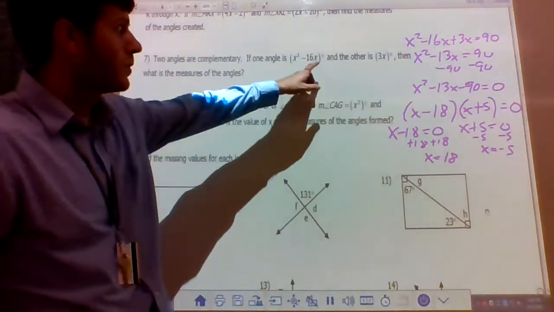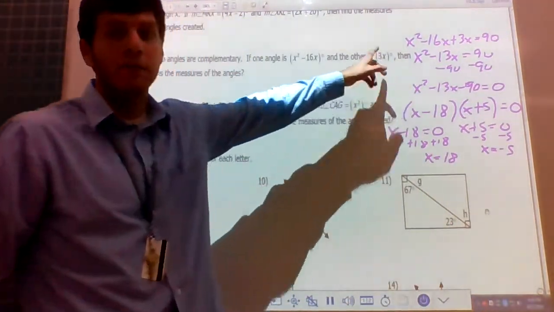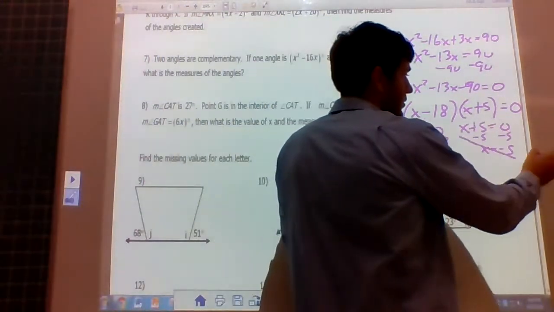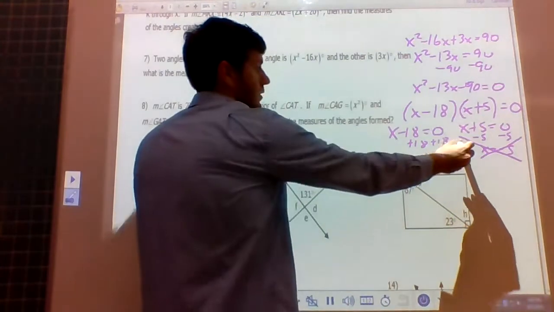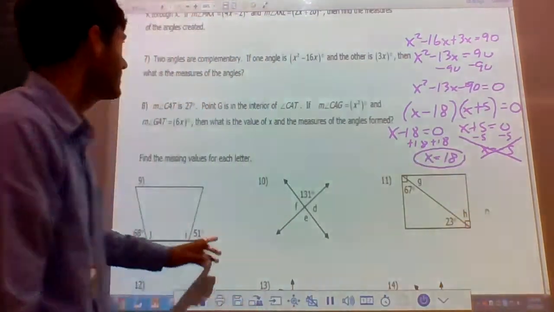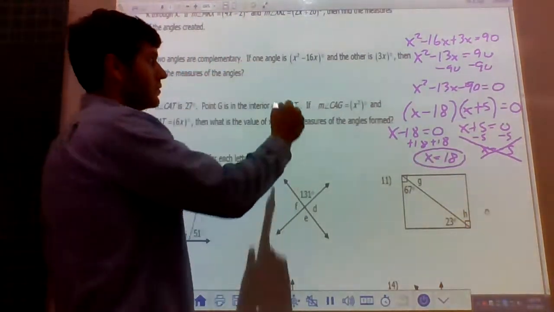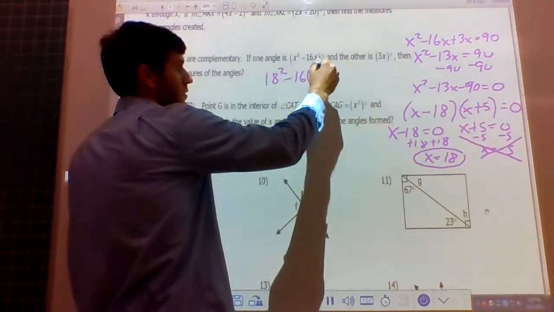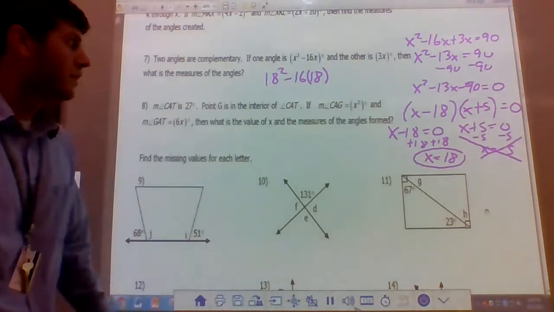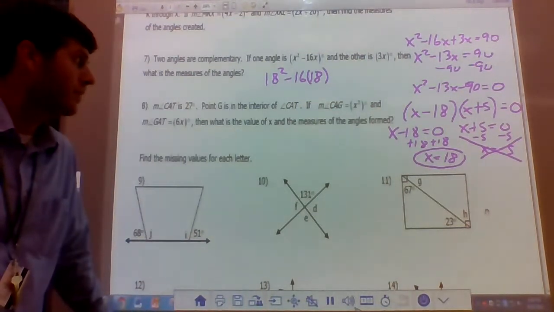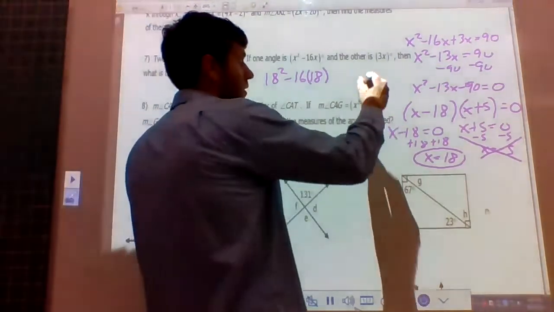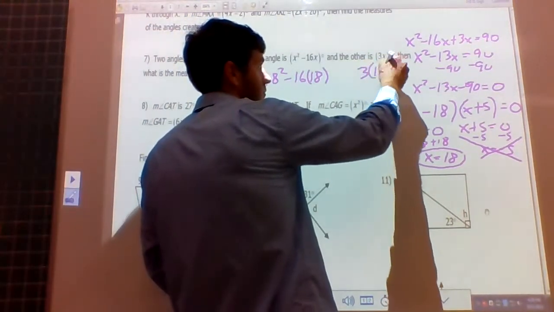If you substitute back in, negative 5 times 3 is going to give us negative 15. We don't want the negative angles. We just want between 0 and 360. So we need to look at x equals 18. So let's plug it in. 18 squared minus 16 times 18. That's just going to be, okay. And then 3 times 18 is our 1 over here.